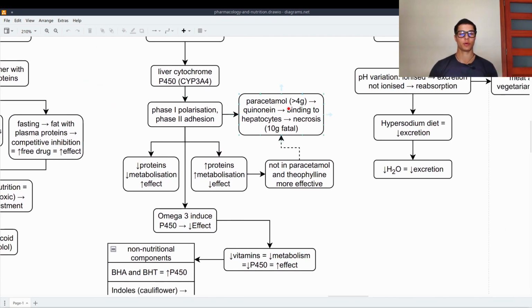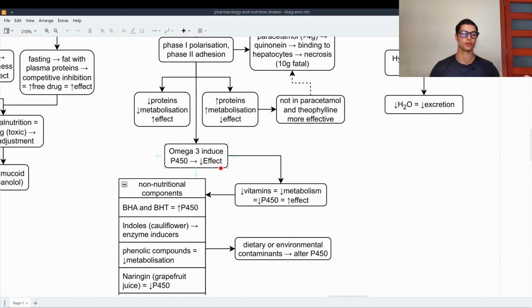Here we talk about paracetamol, which you have to know that more than 4 grams will trigger the quinone, which will bind to hepatocytes, which are the cells of the liver, and cause necrosis, which is the death of the cell. And more than 10 grams of paracetamol in one day will be fatal, causing too much necrosis of the liver. So, higher proteins, higher metabolization, lower effect, not in paracetamol. This is the only case we cannot really do anything about. Just don't take that much. And also, if you take more protein, it will be more effective.